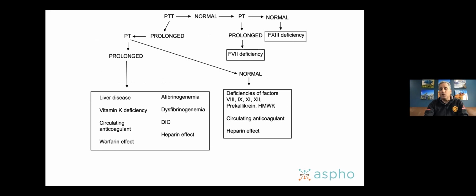And factor 7 deficiency doesn't mean congenital. It could be acquired from liver disease or vitamin K deficiency. If the PTT is prolonged, but the PT is normal, then you're in the intrinsic pathway where you'd have deficiencies of those factors, or you could have a circulating anticoagulant, like I said, a lupus anticoagulant, or it could be from heparin. And if they're both prolonged, well, it's a lot of different things, as you can see in that box with liver disease and vitamin K deficiency, et cetera.